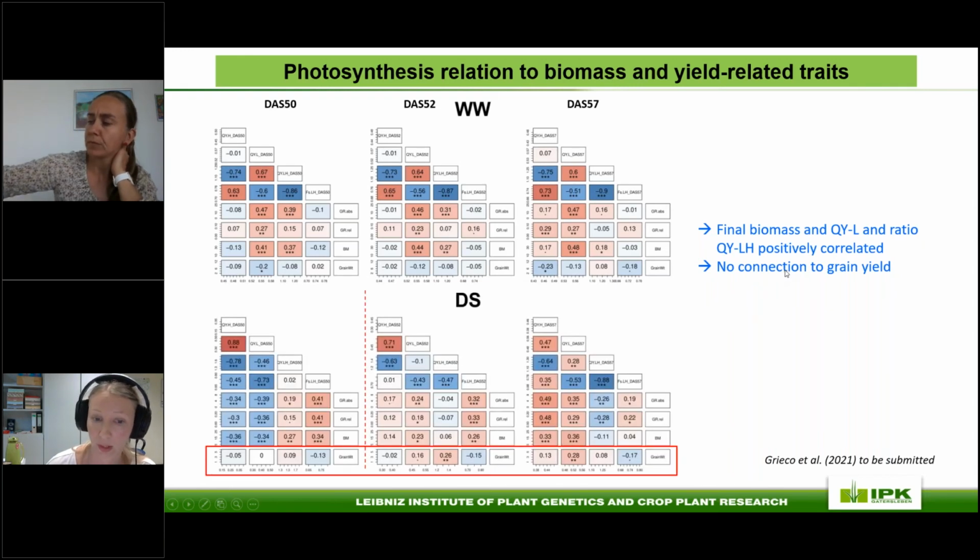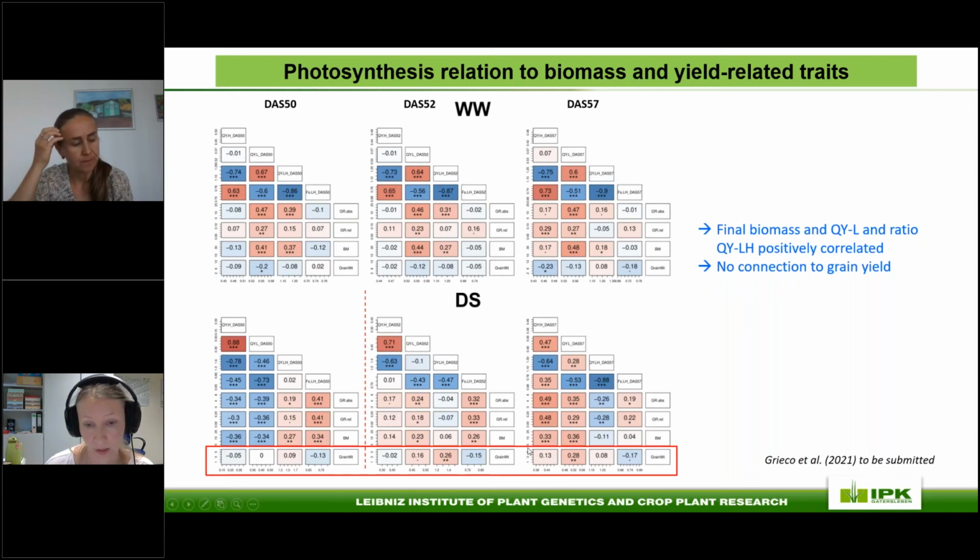While this changes under drought, and that's important here, the timing. So that is the last day of drought. There's no correlation to grain yield. There is some correlation to biomass, but this is opposite here. Here's a negative effect, here a positive for these two traits. While then after the plant recovery, you have a positive correlation to grain yield and also to the biomass.